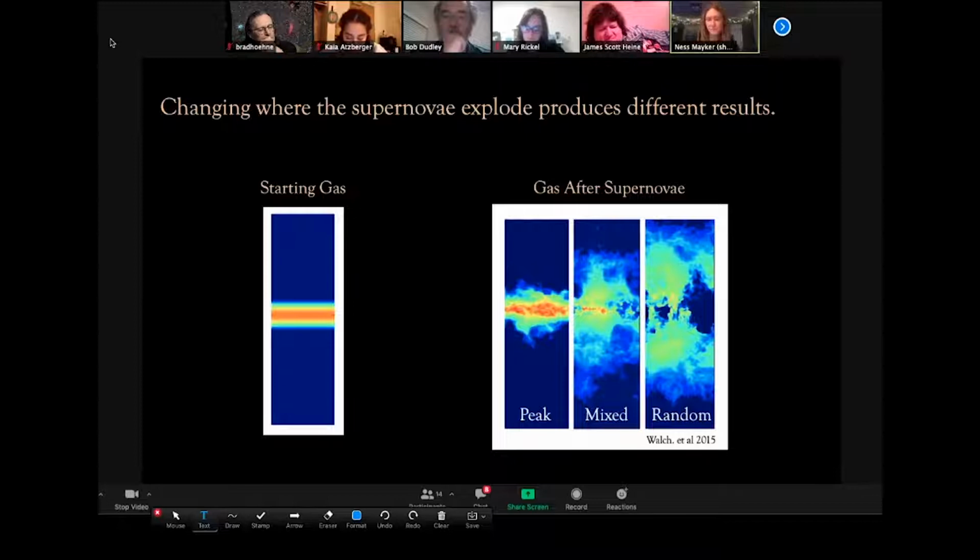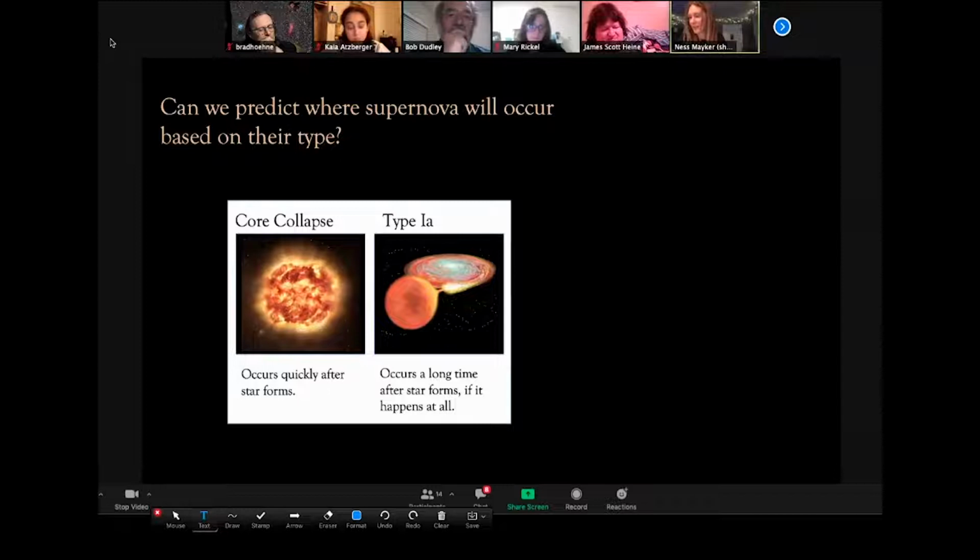All right, so I'm going to tie some of these threads together. We talked about the types of supernova. Just as a reminder, the core collapse supernovae are from massive stars. They occur quickly after the star forms. And the type 1A are from the low mass stars. They occur a long time after the star forms, if at all.